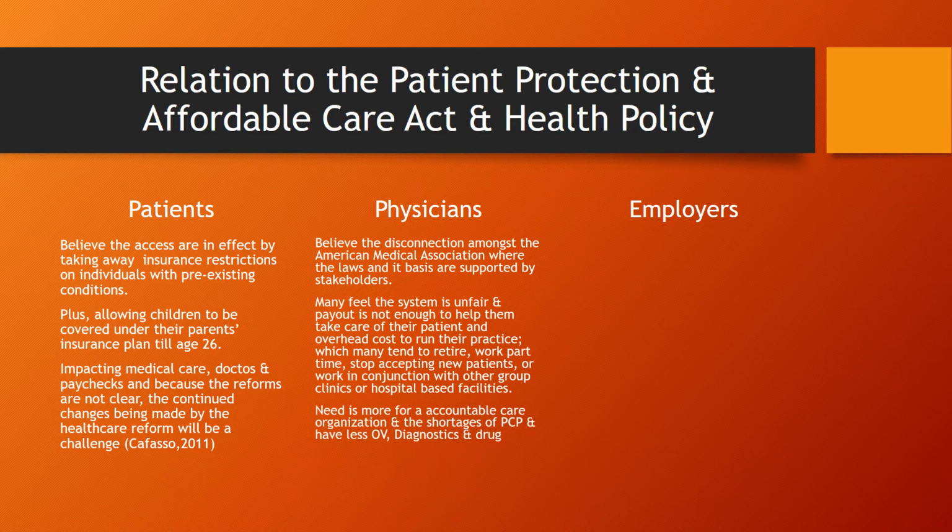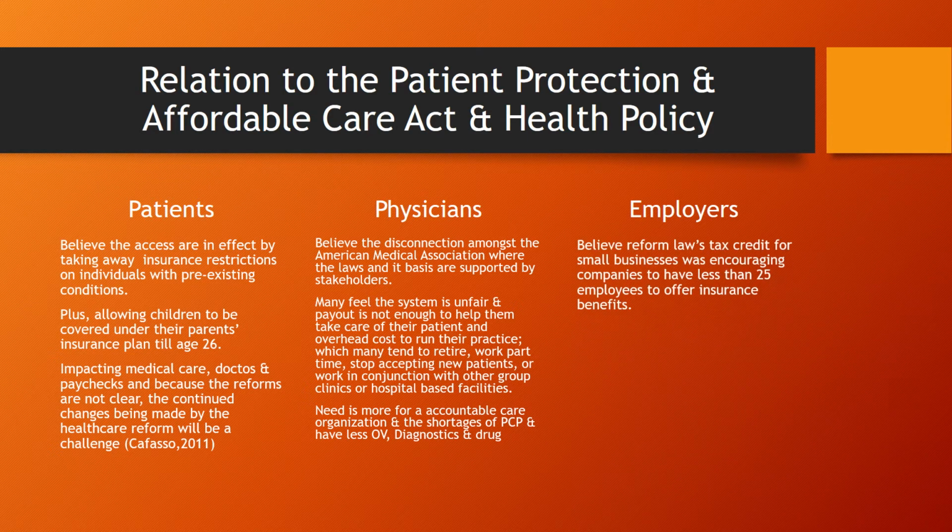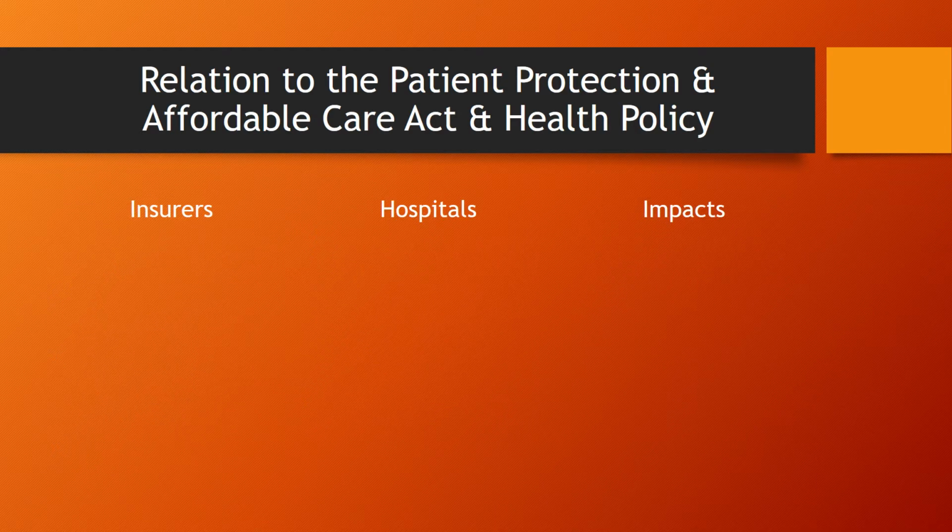Need is more for accountable care organizations and there is a shortage of primary care providers, and have less office visits, diagnostics, and have less drug. For the employers, they believe reform laws' tax credit for small business was encouraging companies with less than 25 employees to offer insurance benefits. If employers had less than 25, they weren't allowed or mandated to have insurance for their employees.